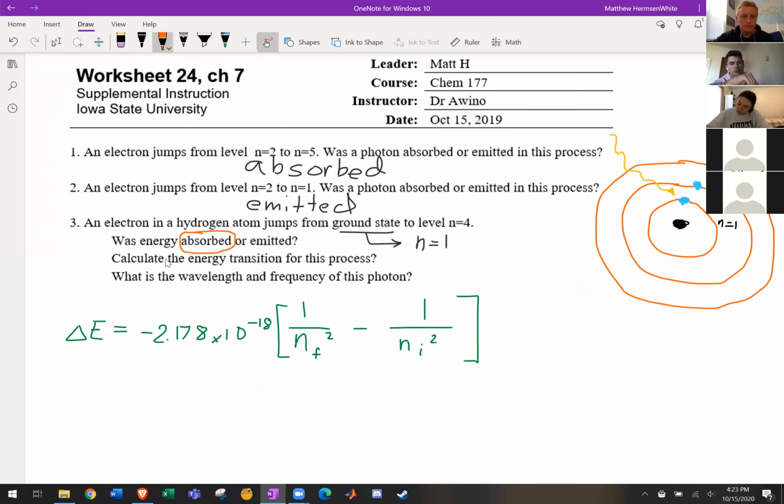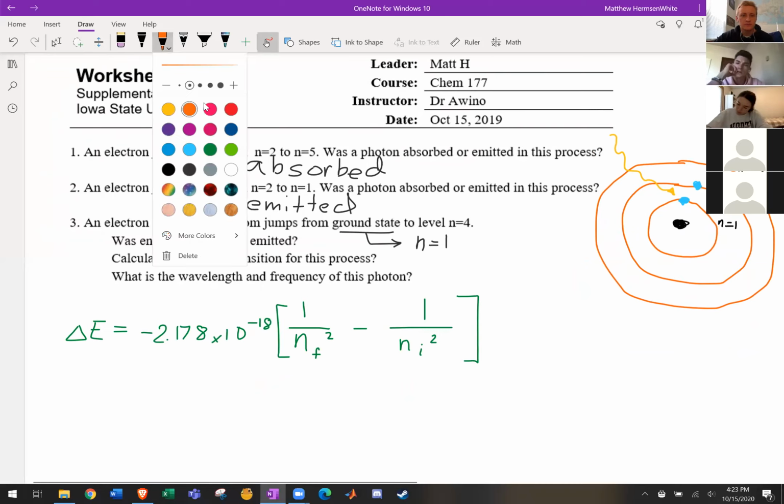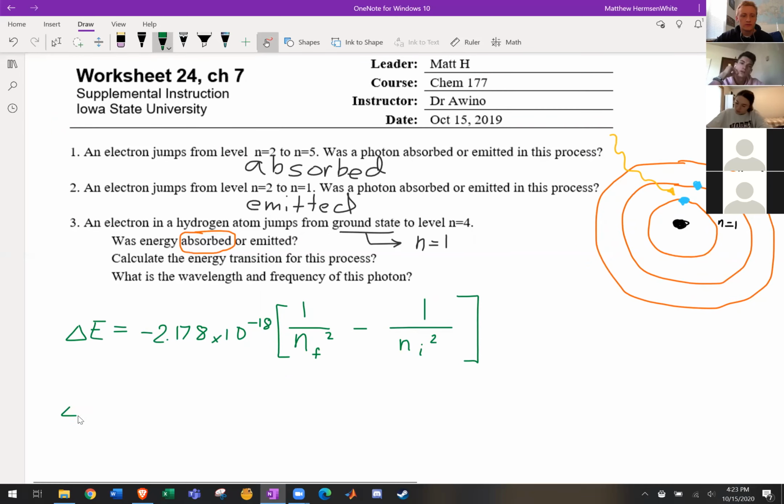So 3 part B says calculate the energy transition for this process. So we're just going to plug in: the change in energy is negative 2.178 times 10 to the minus 18, and in parentheses, we have 1 over the n final squared, so this would be 4 squared, minus 1 over n initial squared, which is 1 squared.